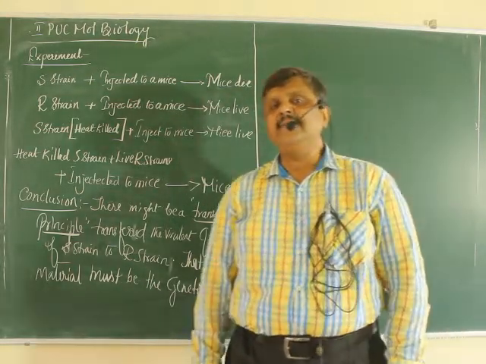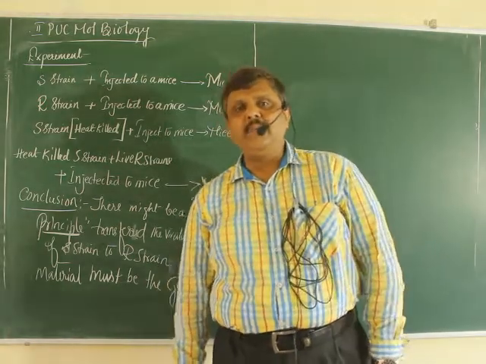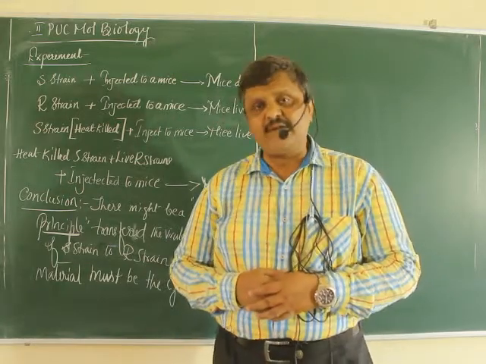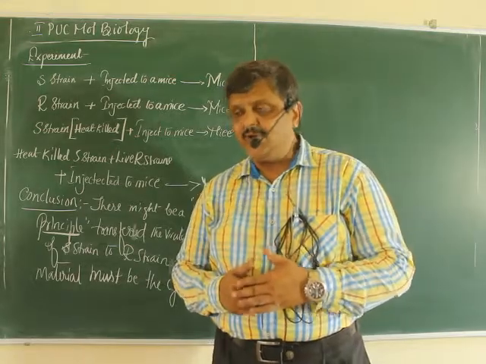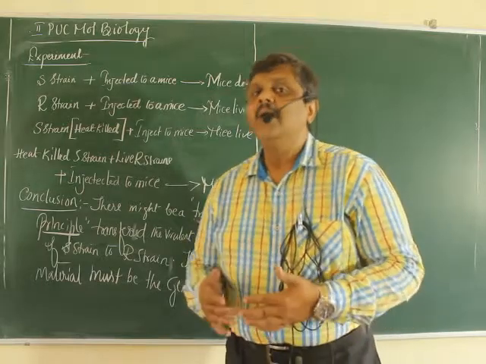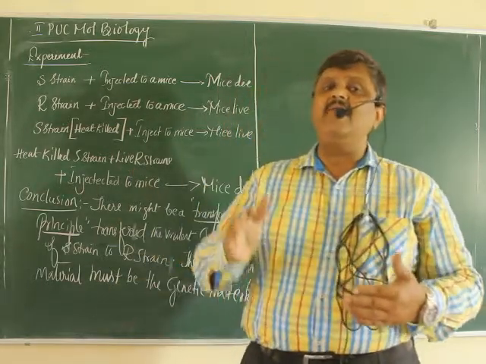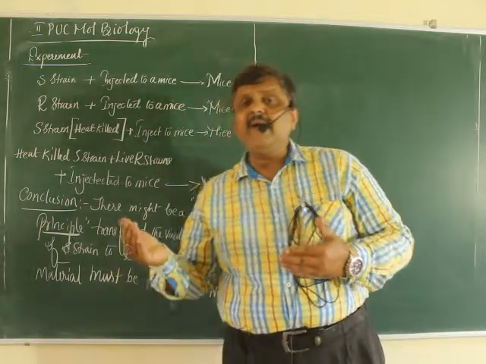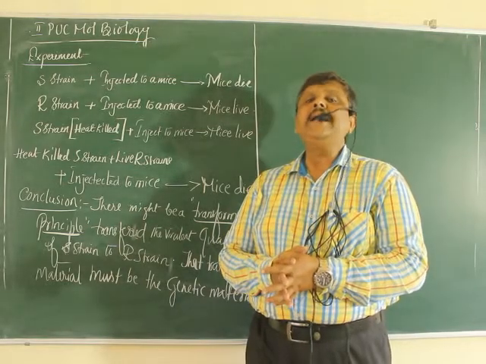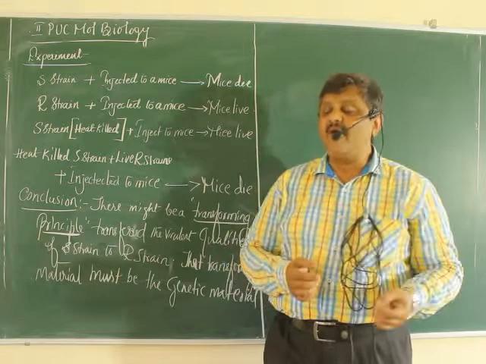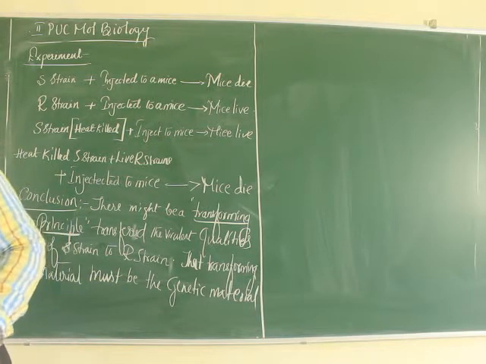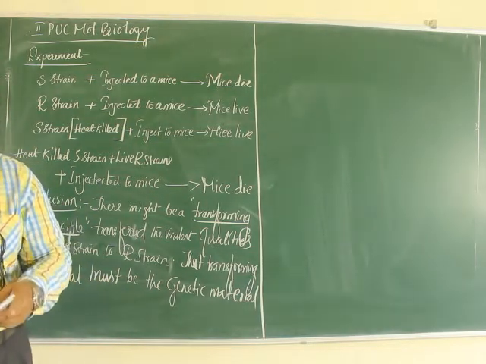This result was shocking because it was not expected by him, and he started thinking what the reason might be. He was able to conclude that there is some transforming principle, as he called it, that has been able to convert the non-virulent R strain into virulent S strain. And he also concluded that this transforming principle is the genetic material. So if you explain this much, it will be more than sufficient for 5 marks.